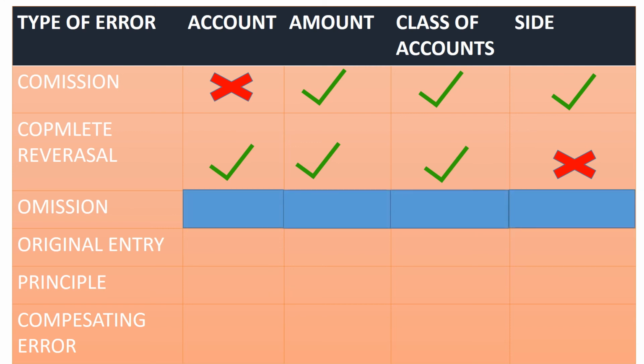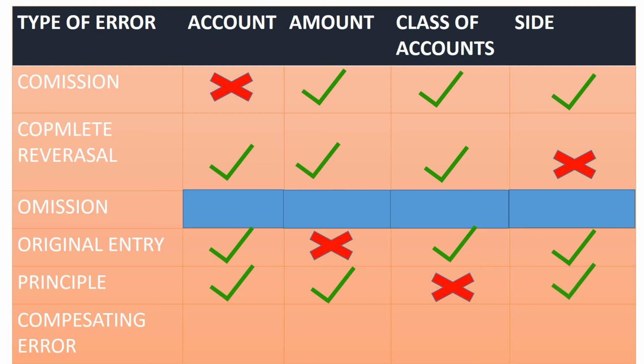If an error of original entry takes place, the transaction is recorded in the right account, but the amount is wrong. The class of accounts and sides in which the transaction is recorded are correct. When the error of principal takes place, the account in which the transaction is recorded is correct. The amount is correct, but the class of accounts is incorrect. The sides on which the entries are made is also correct. And finally, when the compensating error takes place, the only incorrect item is the amount recorded in the ledger accounts. It is usually understated or overstated.